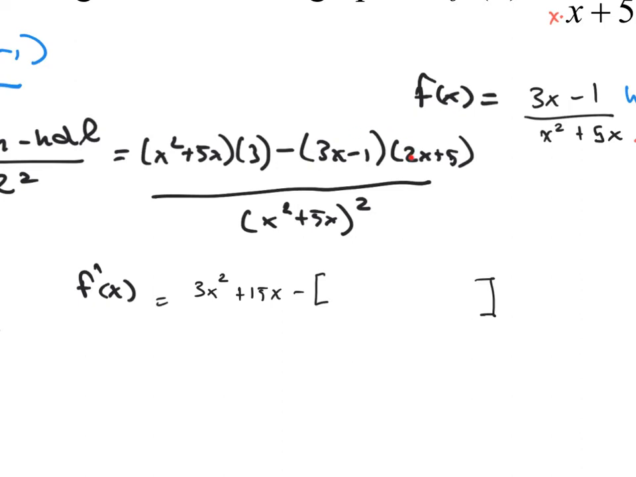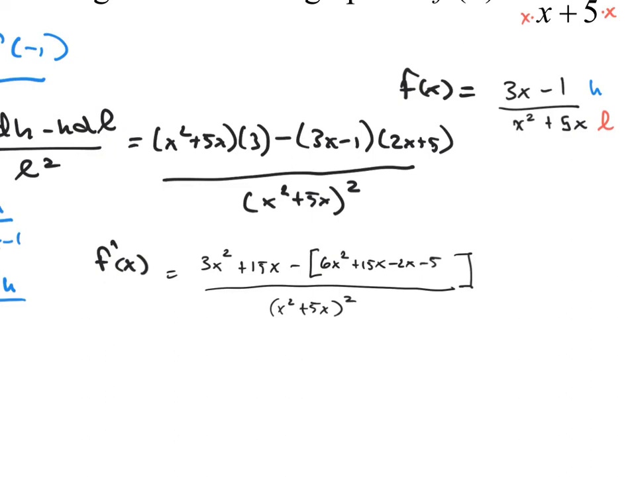Let's start doing this. I'm going to have 3x times 2x, which, I'm foiling it, would be 6x squared. 3x times 5 would be plus 15x. Negative 1 times 2x would be minus 2x. And then negative 1 times 5 would be a minus 5. All of this is over x squared plus 5x, quantity squared.